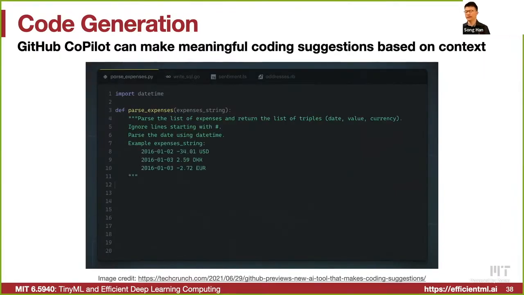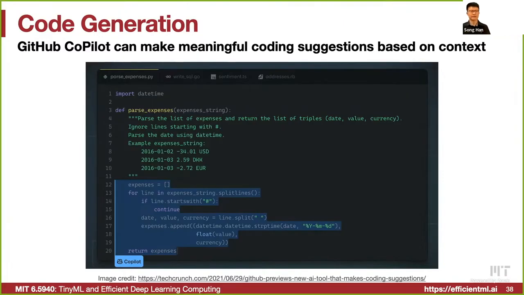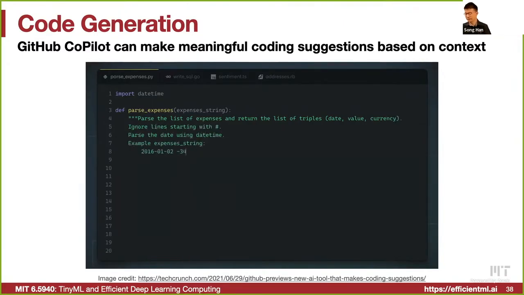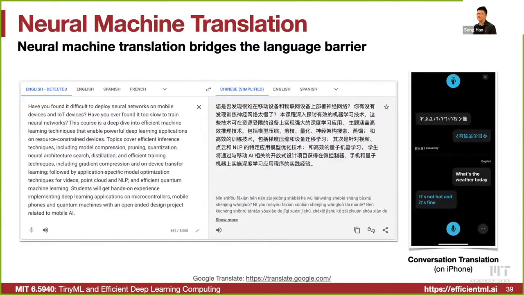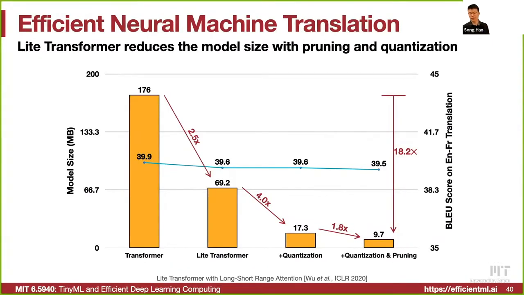For example, Copilot can make very meaningful coding suggestions based on the context. We just give it some prompt, some comment, and then it's going to automatically generate the code very quickly. And also neural machine translation to bridge the language barrier using NLP techniques. So we're going to introduce a technique to bring down the model size and also maintain the BLEU score, which is the quality. So here we are reducing the model size from 176 megabytes to only 9 megabytes. If it is only 9 megabytes, it's very easy to fit on your phone.